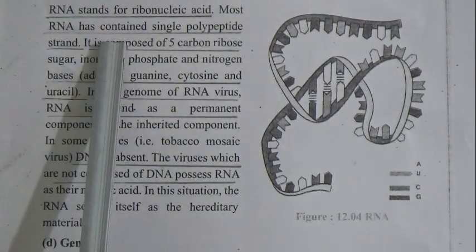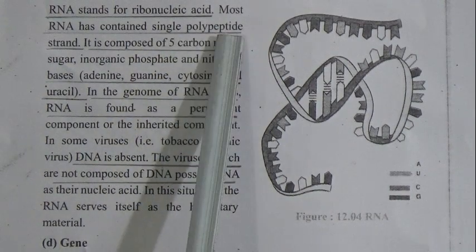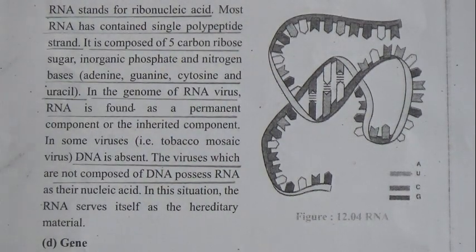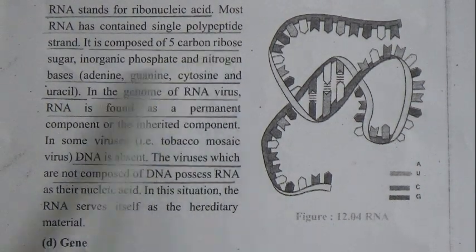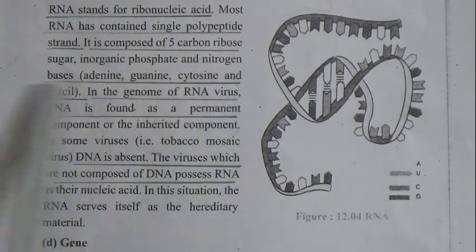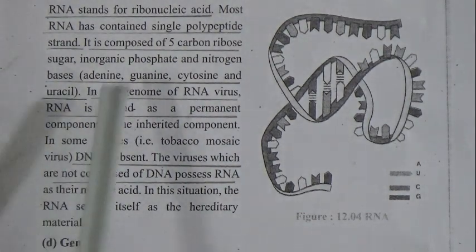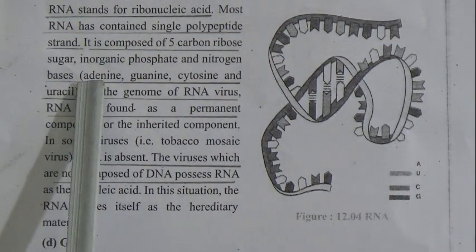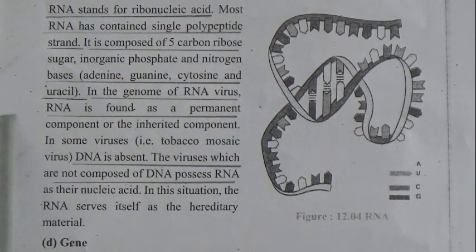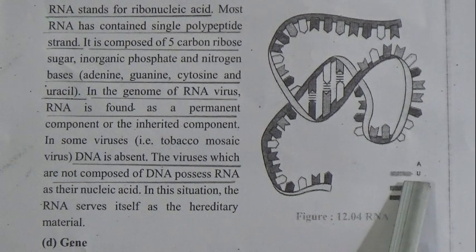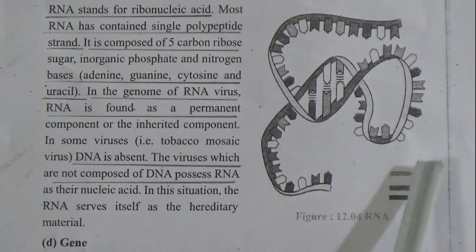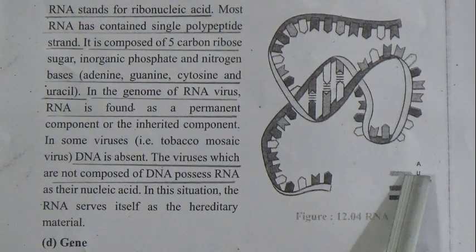Most RNA contains a single polynucleotide strand. That means they have a single strand. It is composed of 5-carbon ribose sugar, inorganic phosphate and nitrogen bases. Here the nitrogen bases are adenine, guanine, cytosine and uracil. Instead of thymine, here is uracil. In DNA we have seen adenine, thymine, cytosine and guanine, but in RNA we can see uracil.